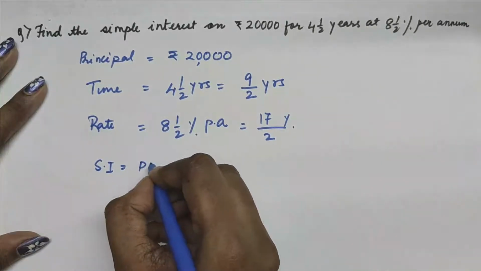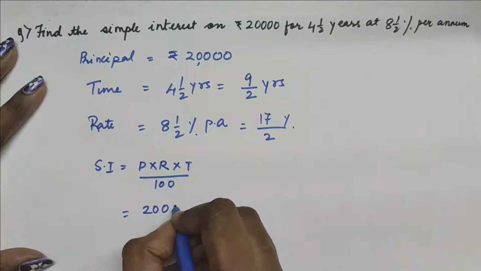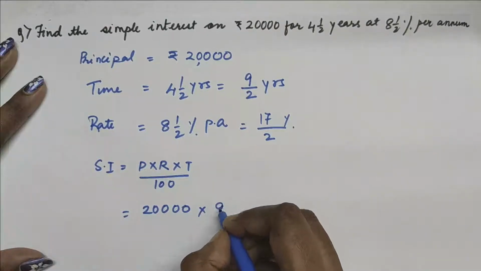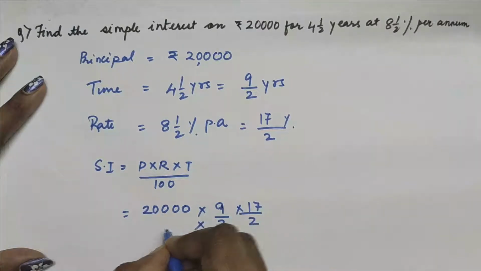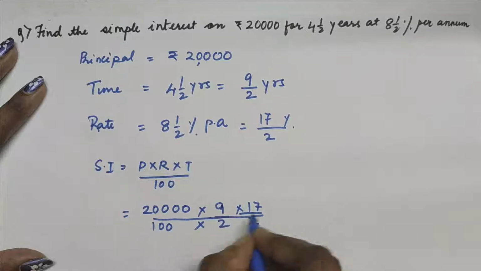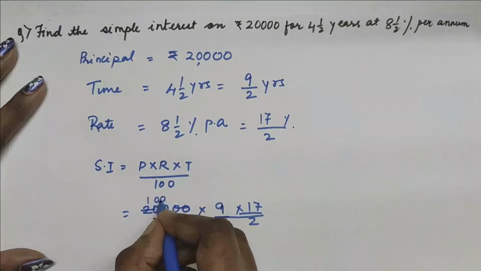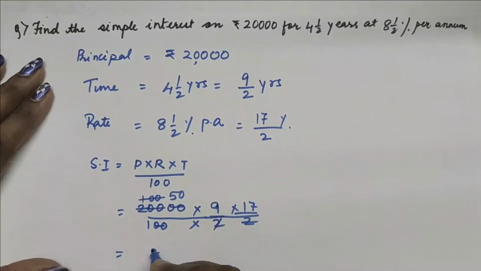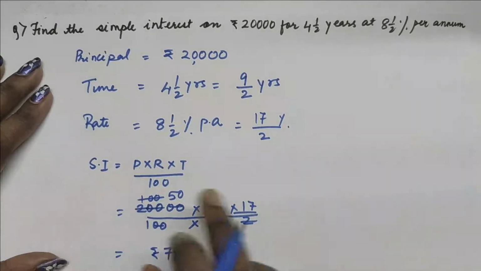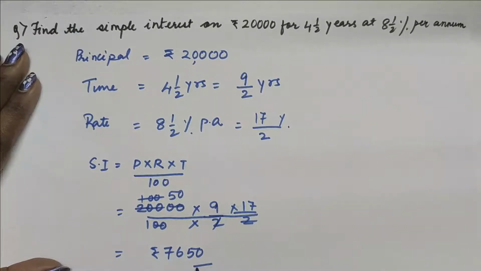This is a direct question where you will put the values of P into R into T by 100 and solve the question. So rupees 20,000 into time, which is 9 by 2, into 17 by 2, the rate, into 100 in the denominator. And this 100 is written because the rate is expressed in percentage. So let us cut the zeros. So we are left with 100 here, 50. So 50 into 9 into 17, that is rupees 7,650. This is the simple interest. We have to calculate only the simple interest, so our question will be answered in this much.